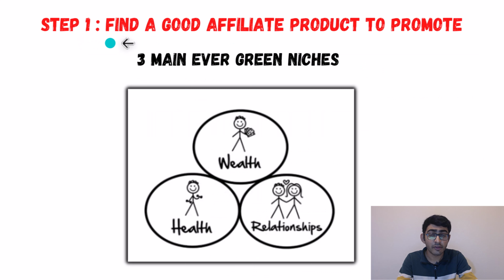So in the first step you need to find a good affiliate product to promote. There are basically 3 main evergreen niches that you can use to find a good affiliate product to promote, which is health, wealth and relationship. These are the 3 main niches, but there are lots of sub niches inside the main niche. If I talk about health, then there is weight loss, keto diet, bodybuilding, which are sub niches inside the health niche. And inside the wealth niche, there is make money online, affiliate marketing, cryptocurrency, which are sub niches. And if I talk about the relationship niche, then there is dating advice, love, which are sub niches inside the relationship niche.